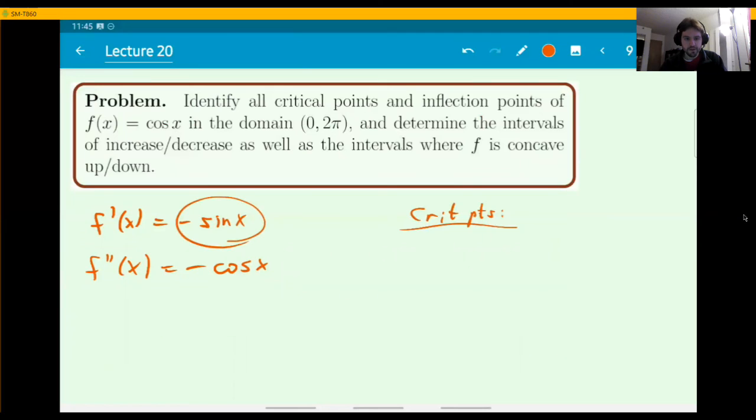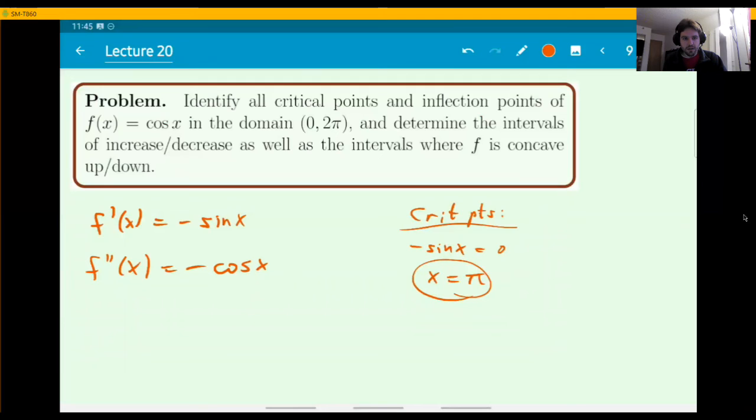Well, this derivative always exists. It's always minus sine x, but it might be 0. Where is sine equal to 0? Very important. You don't include the endpoints of the domain. In this case, they're not even included in the domain itself. It's open at 0 and 2 pi. So inside here, there is only one place where sine is 0, and it's x equals pi. That is your critical point.